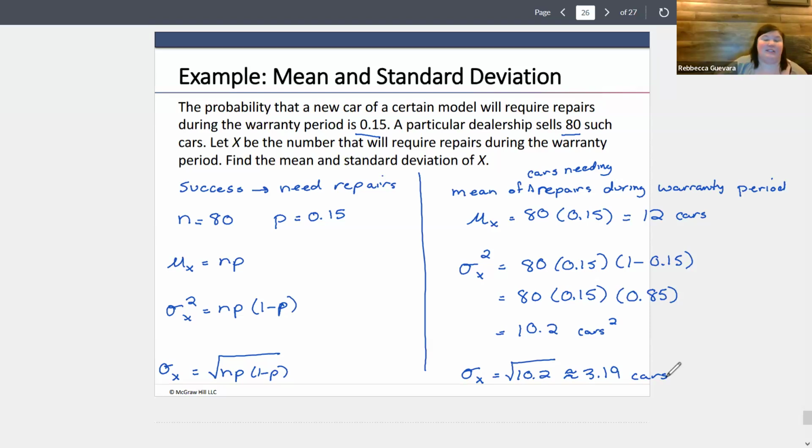So what I expect is that my binomial distribution, if we set that all up and we found a mean and a standard deviation, the mean number of cars that are probably going to need repairs during that warranty period is 12, and the standard deviation is 3. So it means we give or take 3 cars at each end. So it could be somewhere between 9 and maybe 15 cars for the most of the time, 68% of the time, assuming this is normally distributed.